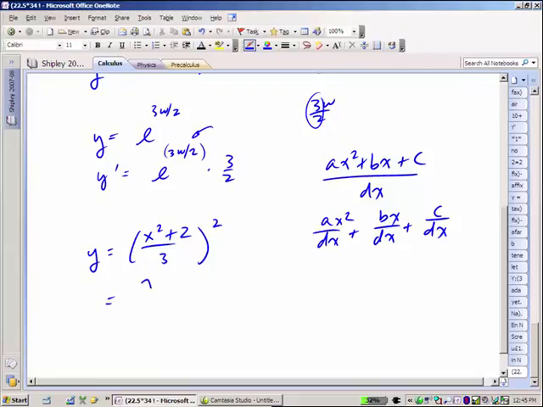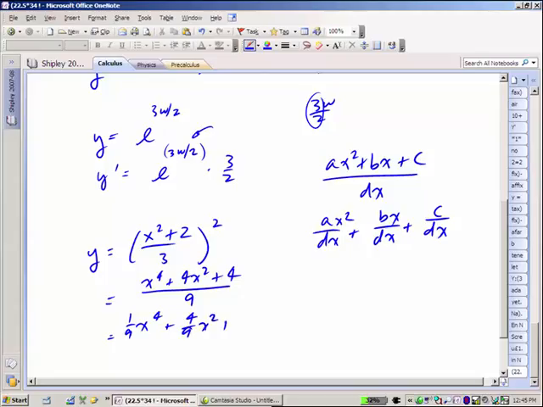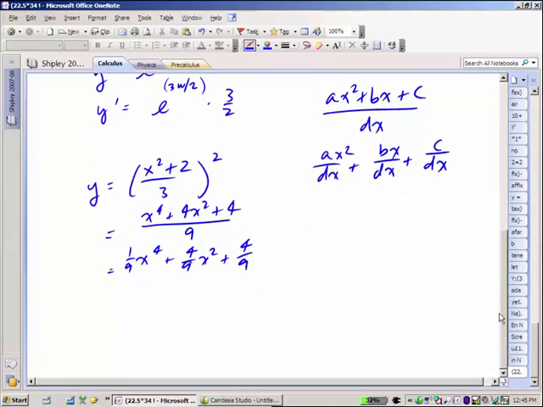Why don't we do it? So you'd have x to the 4th plus 4x squared plus 4, all over 9, right? If you squared the top and squared the bottom, which is the same as 1/9 x to the 4th plus 4/9 x squared plus 4/9. Wait, what are you woeing that? No, that doesn't get a woe. That's like algebra 1. Don't woe on that.